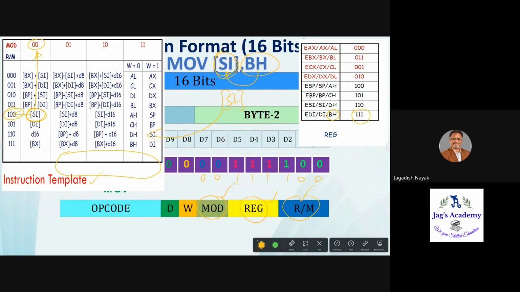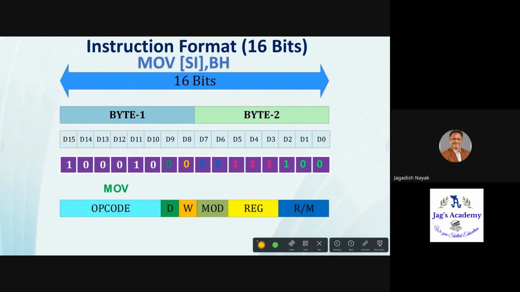Check where exactly mode bit is 0 0. R by M is 1 0 0. Now, what is the final machine instruction? The final machine instruction is 1 0 0 0 1 0 0 0 0 0 1 1 1 1 0 0. I lost a lot of energy. Is it feasible to read a 16-bit value every time? So what do you do? You make it a hexadecimal value.